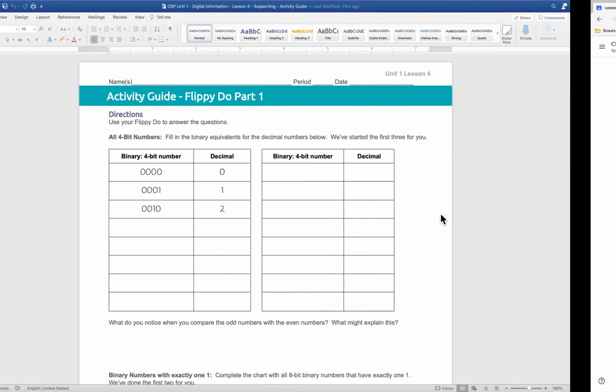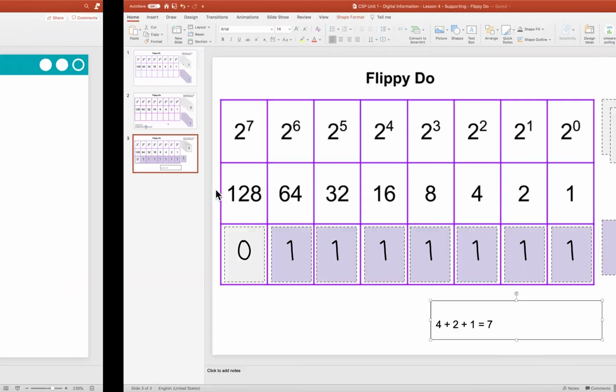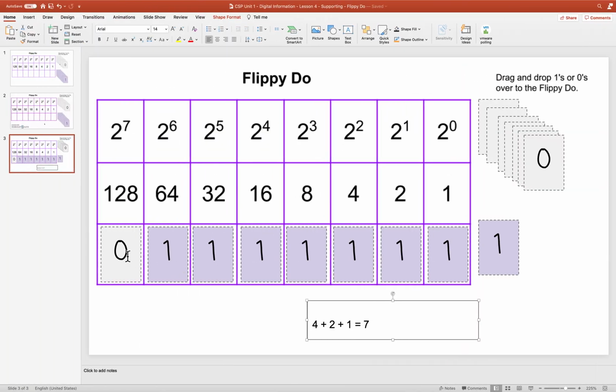So let's go back to here, represent these. We did 7. We saw it was 0, 0, 0, 0, 0, 1, 1, 1. Right, next one is 20. So how do we represent 20? So let's take our letters off, numbers off again.